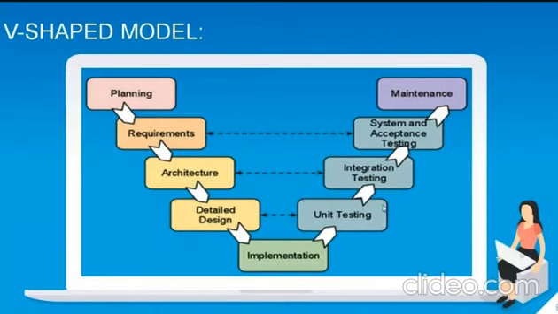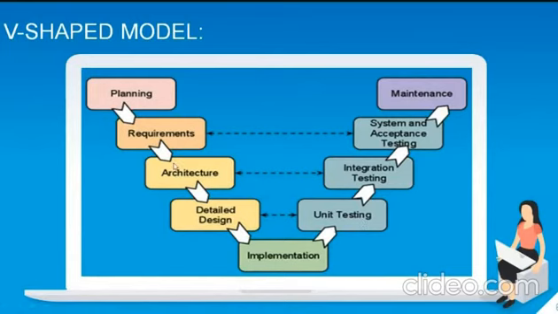I think you can see the particular diagram, right? At the earlier stages itself, we will be performing verification and validation activities. That is the reason why we call this model a V-shaped model. So you can see here, in detailed design, we will be performing unit testing for the different modules that have been developed.